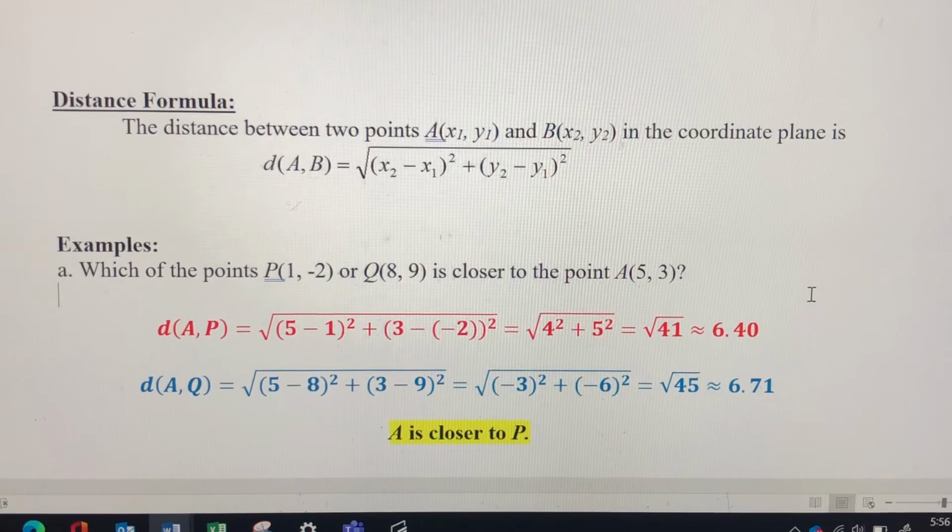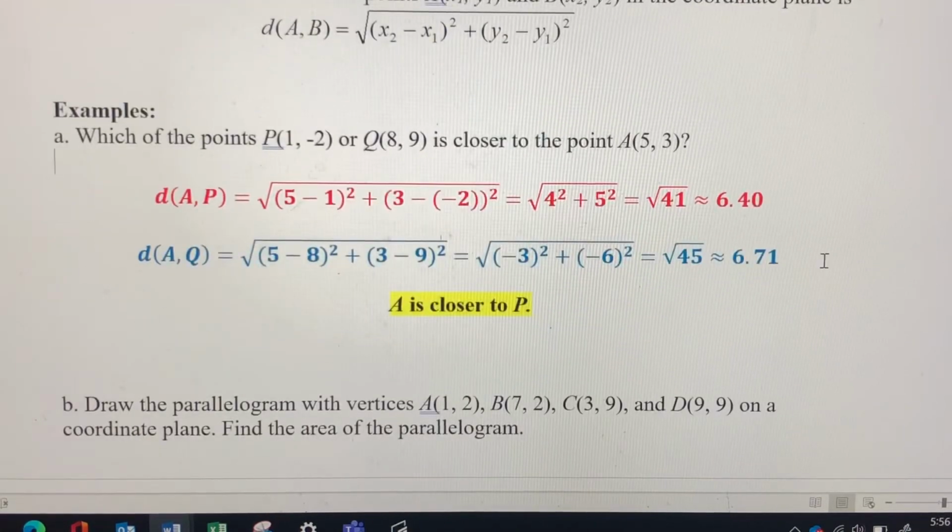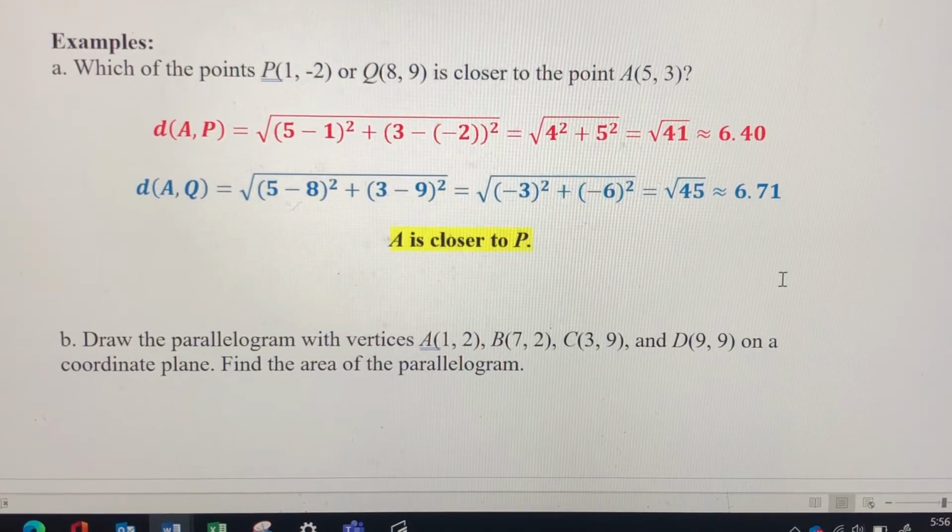All right, let's look at the next example. I'm actually not going to graph B here. It says draw the parallelogram with vertices A, B, C, and D. I'm going to let you guys do that on a coordinate plane. So plot those 4 points.